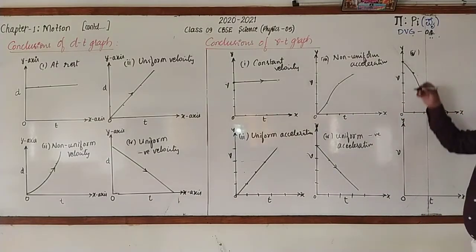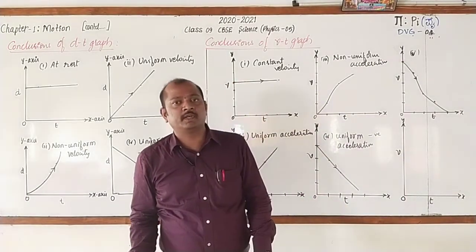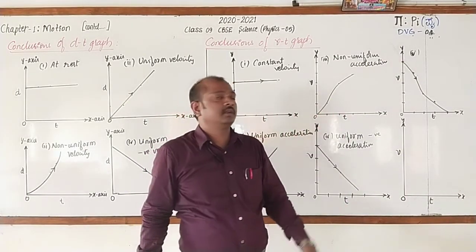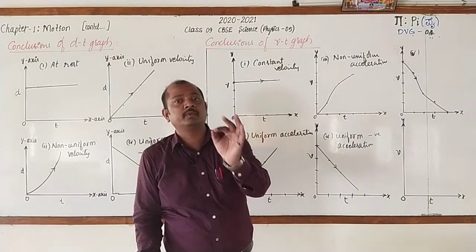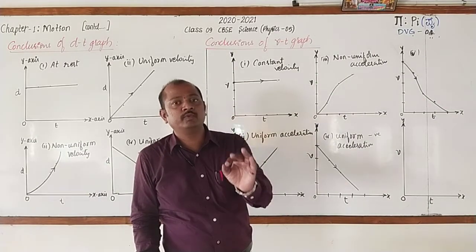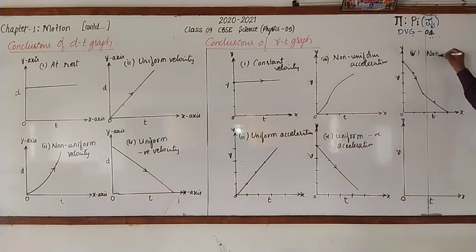Here, what is it? Whether the body is increasing its speed or decreasing its speed. It is decreasing. Then can we say that it is the graph of non-uniform deceleration or non-uniform negative acceleration? Yes, alright. It is non-uniform deceleration. Deceleration is nothing but negative acceleration. Negative acceleration.